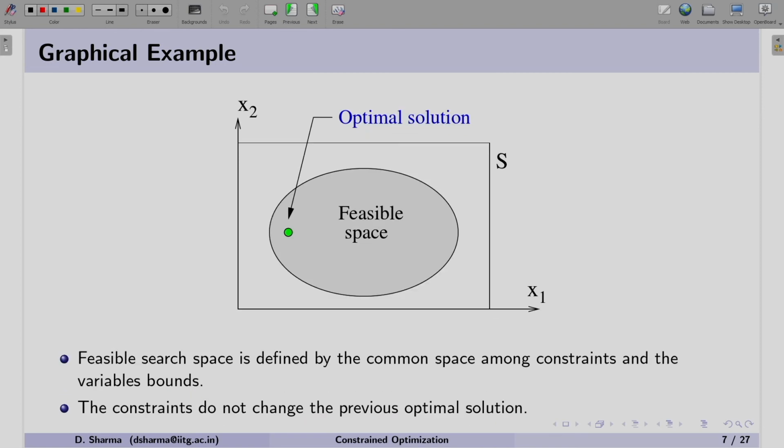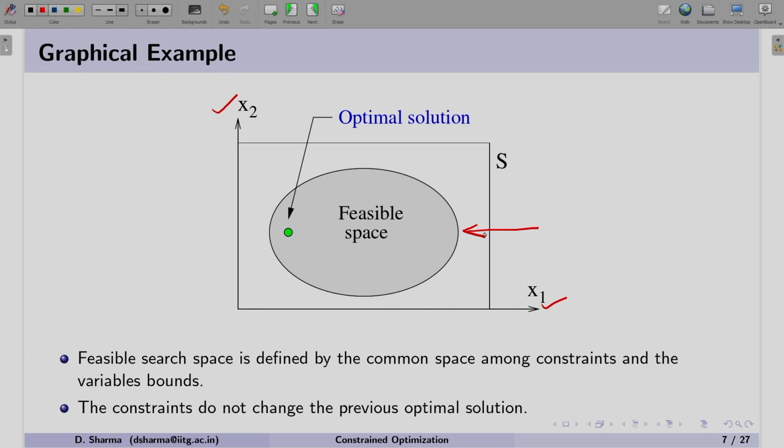The other problem is that suppose we have, along with the variable bounds, which you can see on x1 and x2, other constraints. Those constraints make this particular feasible space. So, this oval shape is now our feasible space.